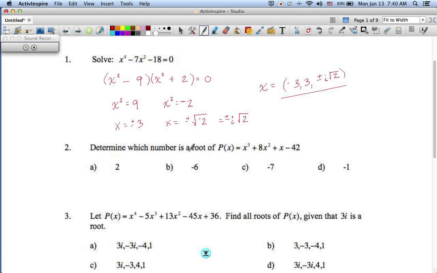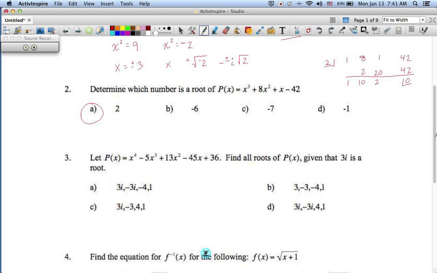Moving on to number 2, determine which is a root of the following. So remember, in order to be a root, that means it is an x-intercept, so when I plug the value in, I should get 0 as a result. So I'm going to set up synthetic substitution. 1, 8, 1, and negative 42 are my coefficients, and I'm going to plug them in order. 2. So bring down the 1. Multiply, add, multiply, add, multiply, add. I get 0. Synthetic substitution then tells me that 2 is the solution.